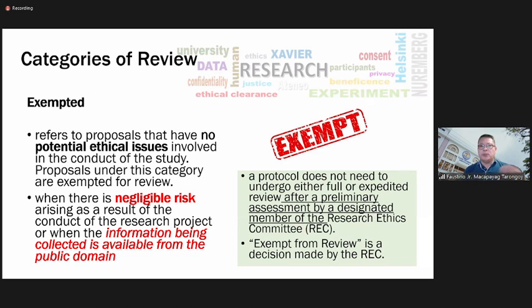Okay. So when you submit your protocol, before it gets exempted, it's going to be assessed first. There is an ethics filter in which you can also assess your own protocol whether it's going to be exempted or not. So once it is assessed to be exempted, then it's going to be reviewed by a member of the ethics board, just one reviewer or even the chair, to determine if the criteria for exemption is met, and then you will get a letter of exemption.